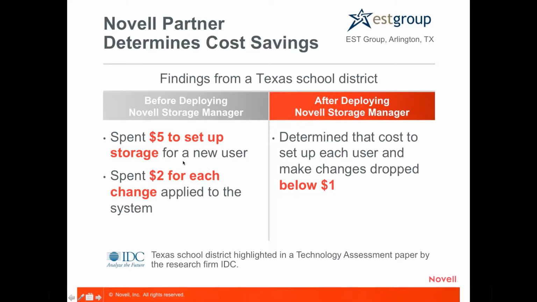So again here, they're saying that if they put down an incremental cost of what it takes for creating a new user or for a change, it's $5 for a new user or $2 to make a change to the system to accommodate a user. Now, once they put in Storage Manager, their costs drop radically to below $1. And these are their numbers, not ours.